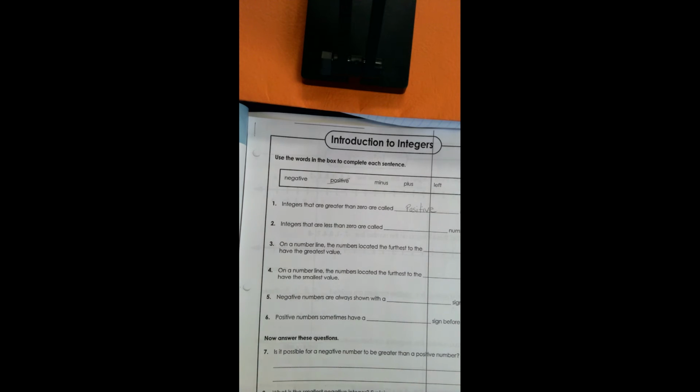On a number line, the numbers located the furthest to the blank have the smallest value. So what's the opposite of that? So think about the opposite. If the positive numbers are greater, then which ones have the smallest value? Negative numbers are always shown with a sign.